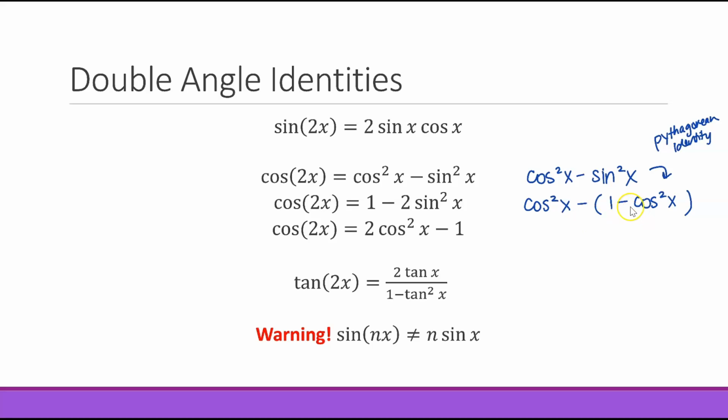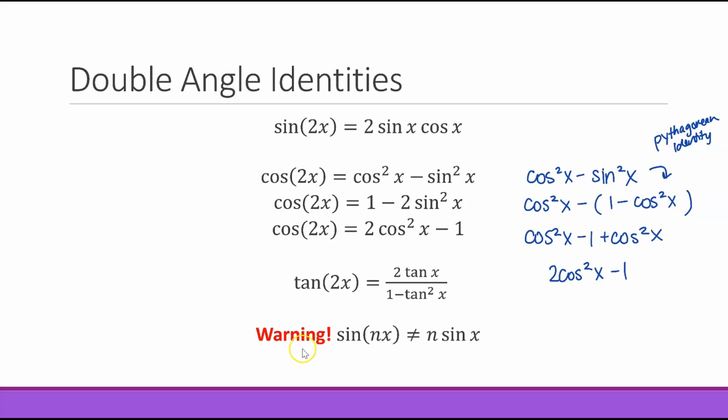So now here this negative will distribute, and I have cosine squared x minus 1 plus cosine squared x. So we have 2 copies of cosine squared x. We'll bring down the minus 1, and you can see how that's this last version of the double angle identity for cosine. And we can do something similar and replace cosine squared x with, again, a rewriting of the Pythagorean identity to get this middle double angle identity for cosine. So these are all equivalent, but for some problems it might be more beneficial to have one version over the other.